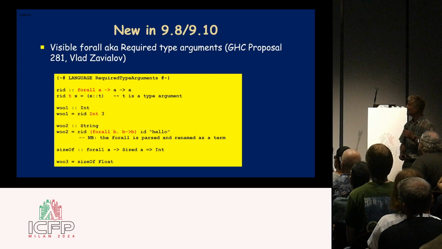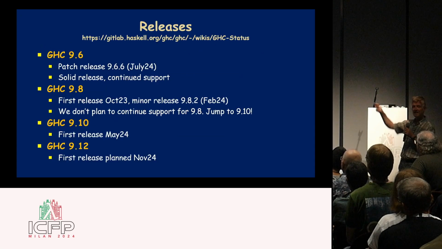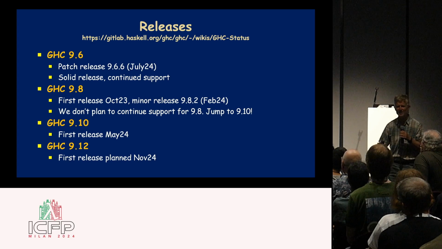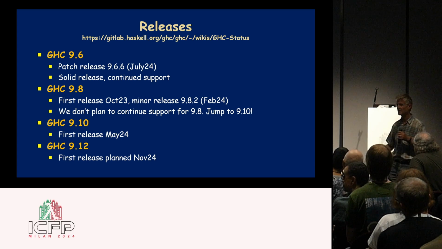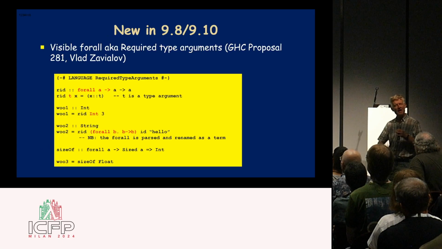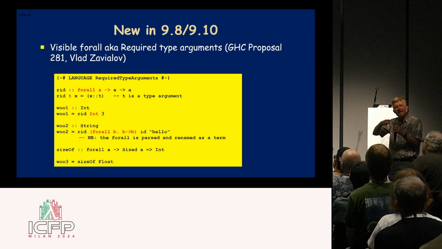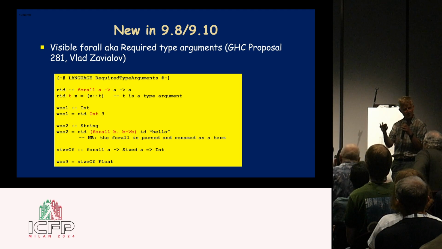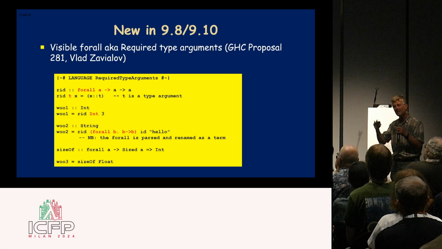Okay? So, new in 9.8 and 9.10, because both 9.8 and 9.10 have come out since last year. Essentially, these are the biggest new features in the last 12 months since the last Haskell implementers meeting. Quite a lot of all of the 9.8 and 9.10 stuff is really to do with consolidation, I think. It's filling out the design envelope of what Haskell is, to fill out design corners that were not quite there.